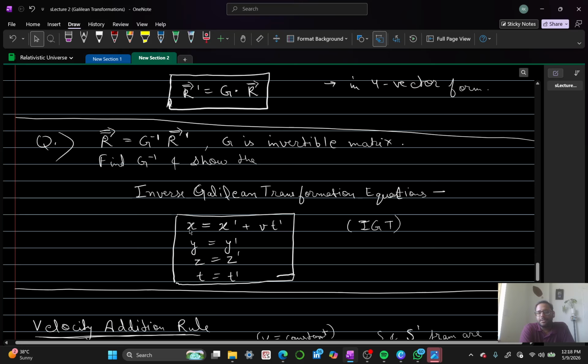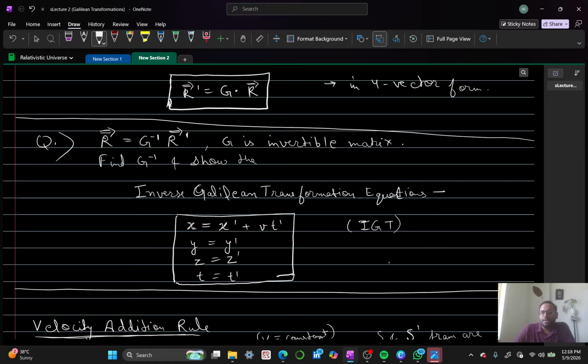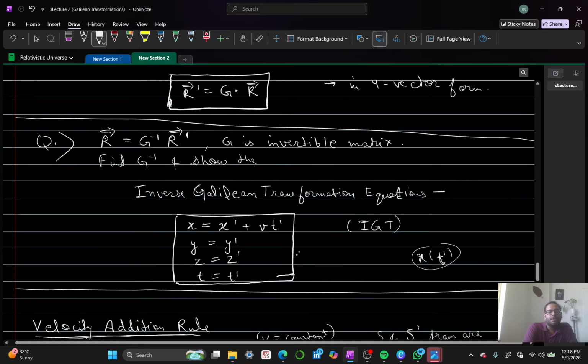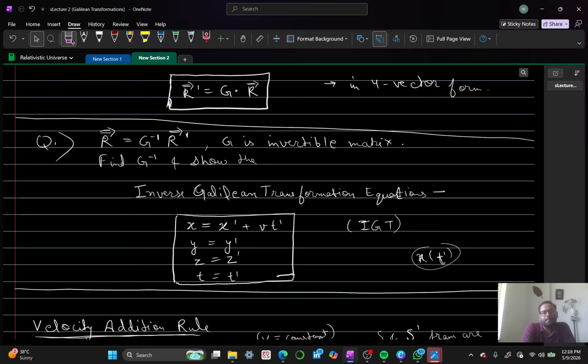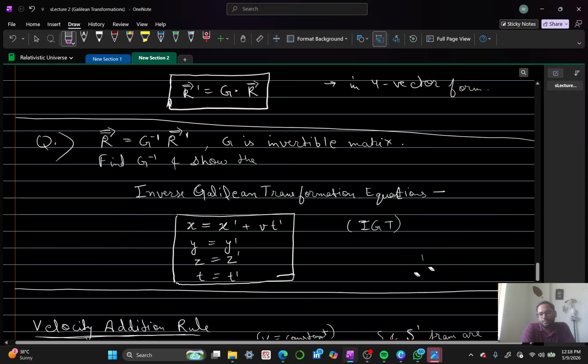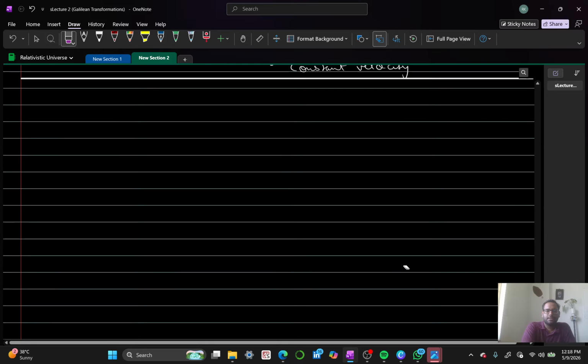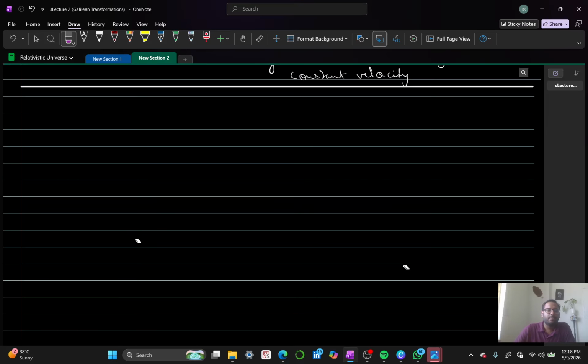We have seen that x, changing the frames, is dependent on t prime. The position in the S prime frame is dependent on the time of the S prime frame. But there is no such dependence in the time. So we will see that this is very interesting, and we will see a train example in the next class.